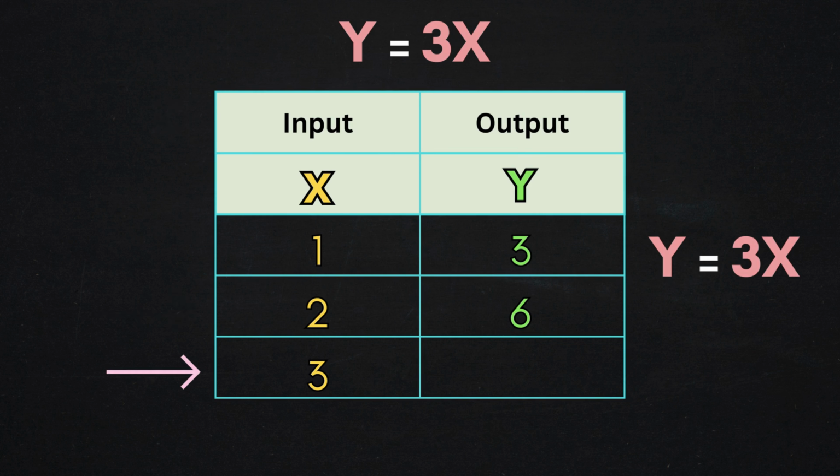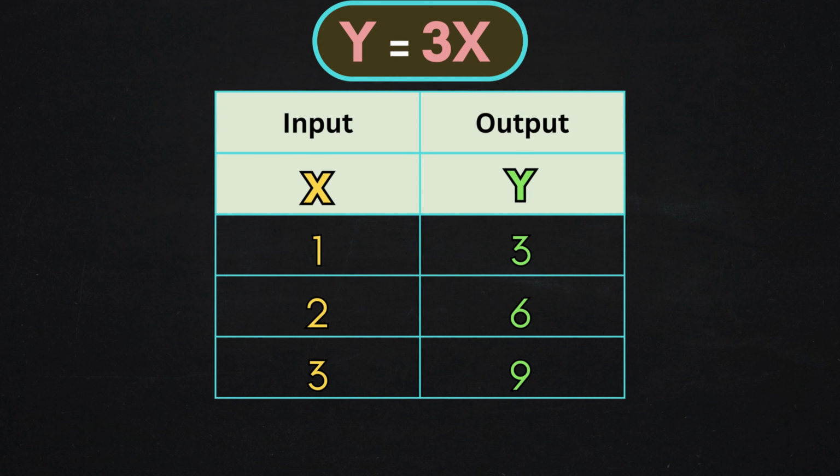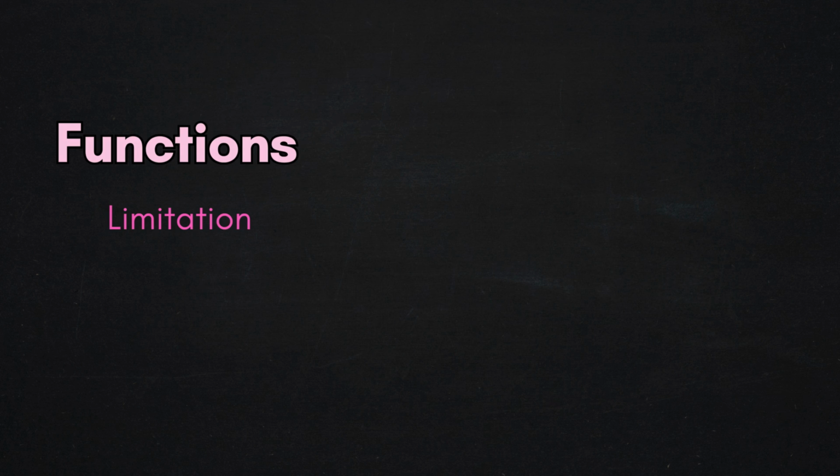Lastly, if x equals 3, we can calculate y is 3 times 3, which equals 9. And we have the output, 9. Do you notice the trend? Every time, the output exactly triples the input, which makes sense given the rule of the function, y equals 3 times x. Now that we've seen a few examples of how functions work, it's crucial to understand an important limitation about functions that we must know.